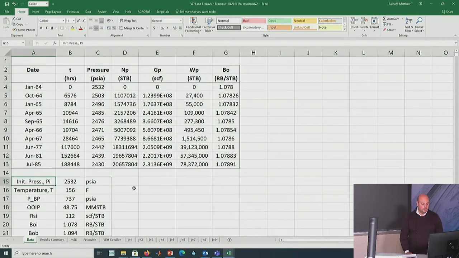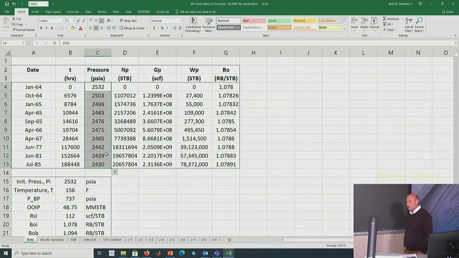So the initial pressure is 2532, and you could see that in the table as well because the pressure was 2532 in 1964. The temperature of the reservoir is given. The bubble point is 737 psi. So Andrew says that this is an undersaturated reservoir, meaning that no gas is present at reservoir conditions.